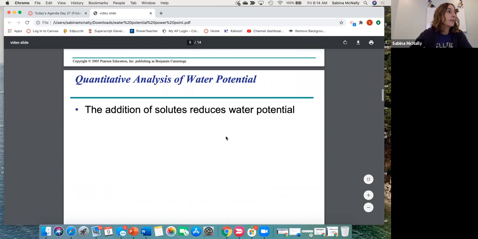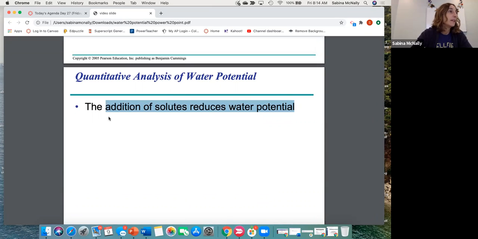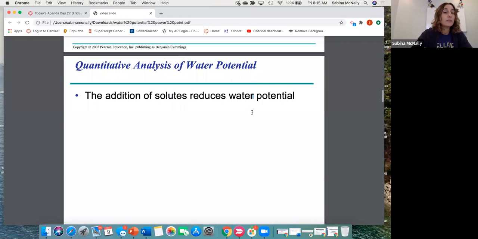The addition of solute reduces water potential. This is confusing to people. And I'll show you the formula where you'll see it's negative iCRT. So as you increase the concentration, C, because it's a negative value, that will reduce water potential. Hopefully that makes sense. If there's more solutes, there's less water, right? The water will be attracted to the solutes. There's less free water molecules, okay? So it's like a backwards thing, and students struggle with that.